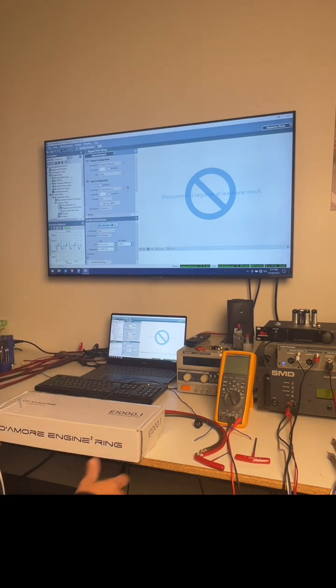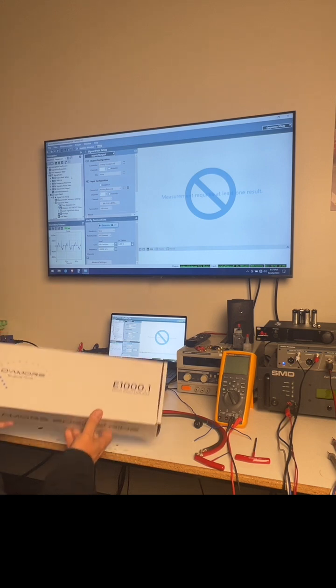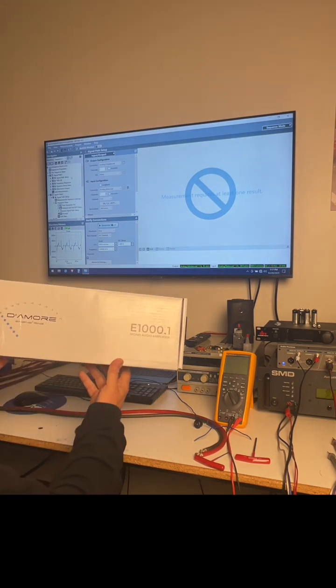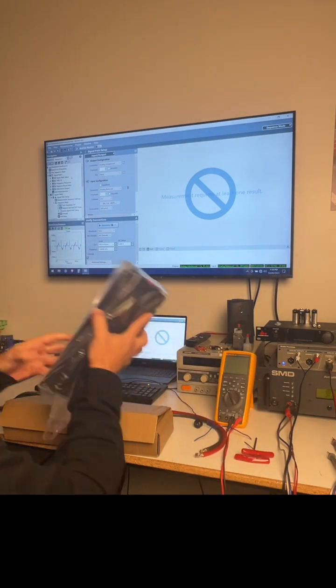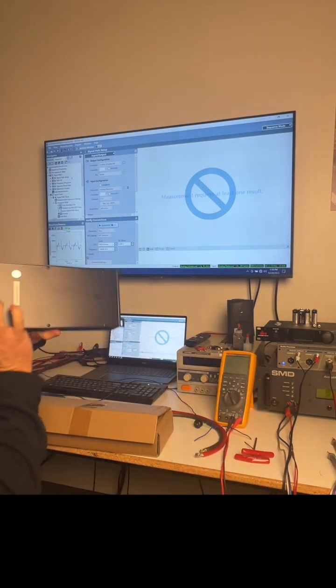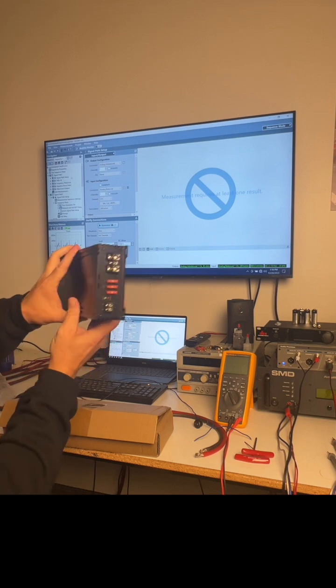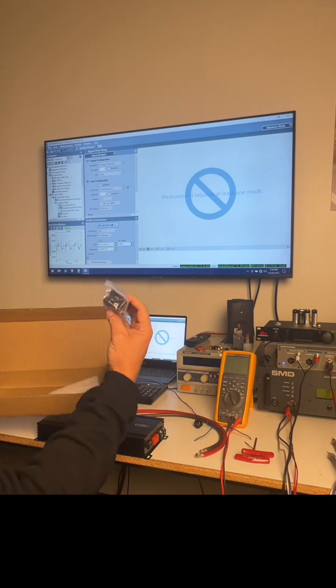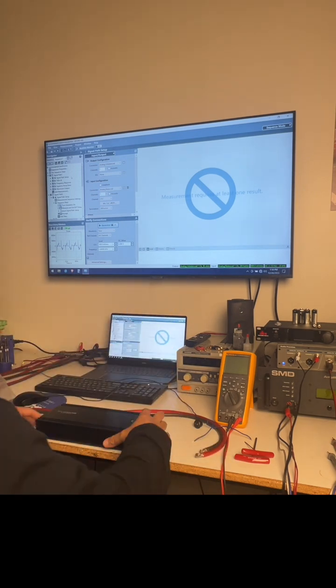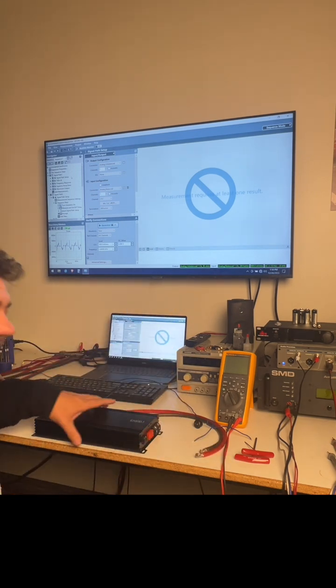We're going to continue on with these bench testing of the E-Series amps. Today we're going to do the E1000.1. All right, let's hook this up.